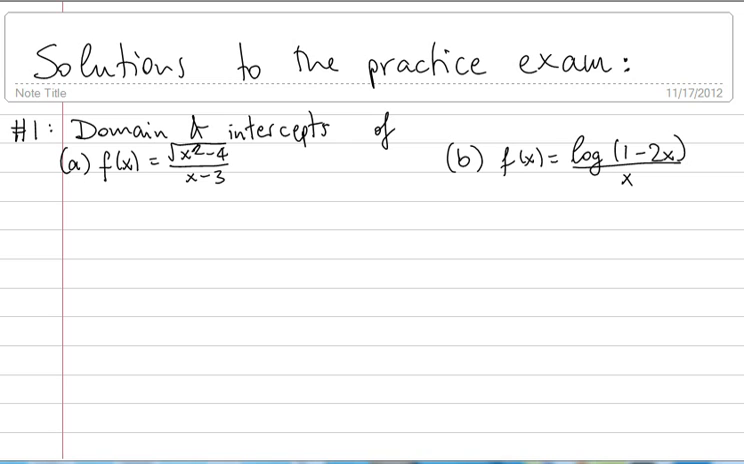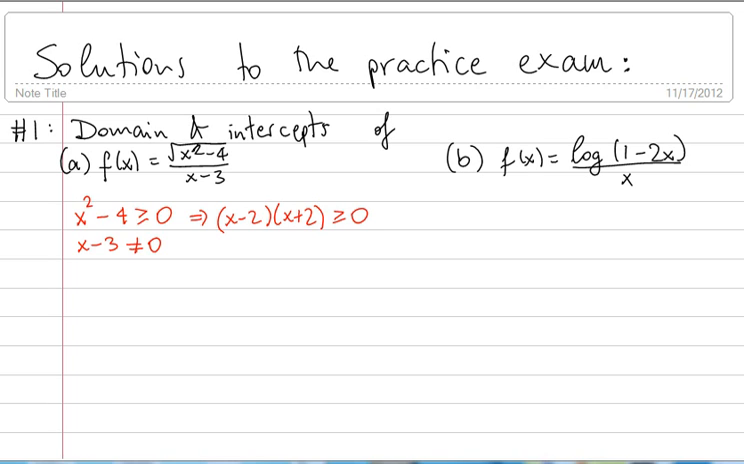So for finding domain for part A, we have to impose two conditions. First, x squared minus 4 has to be bigger than or equal to 0, because this is what's under the square root. And second, x minus 3 must not be equal to 0. So we have to exclude the solution of that equation. So for the first part, we get that x minus 2 times x plus 2 must be bigger than or equal to 0.